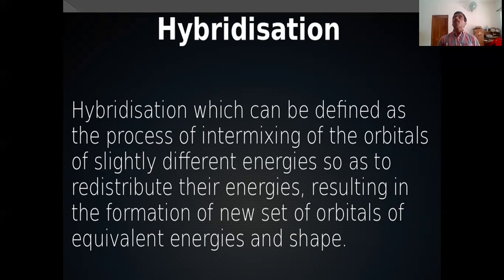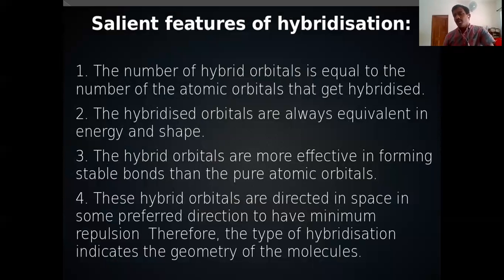Is it possible to intermix 2s and 3p orbitals? No. There are certain conditions. There should not be a large difference in the energy of the orbitals that are to undergo hybridization. So this hybridization has some salient features and some conditions. First, the salient features of hybridization.